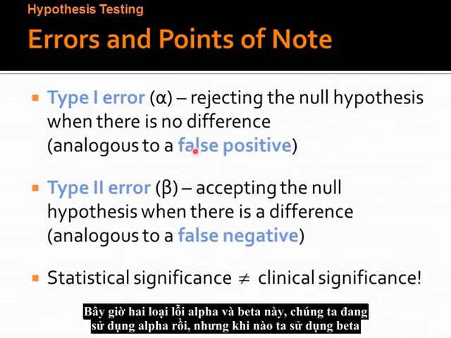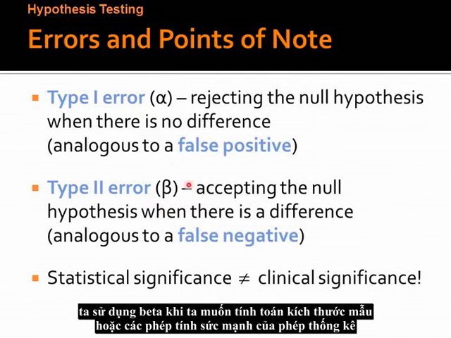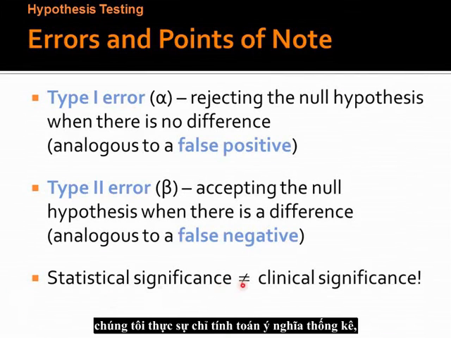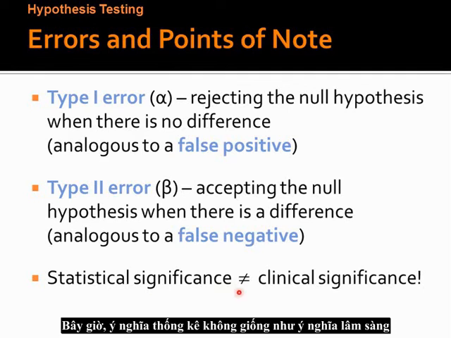Now, we're using alpha, that's fine, but when do we use beta? We use beta when we want to calculate our sample size, or for statistical power calculations. We might talk about that a bit in the future. One last point I want to make is that we are only calculating statistical significance. Statistical significance is not the same as clinical significance.